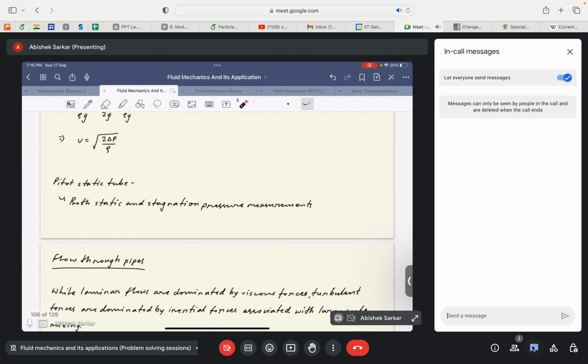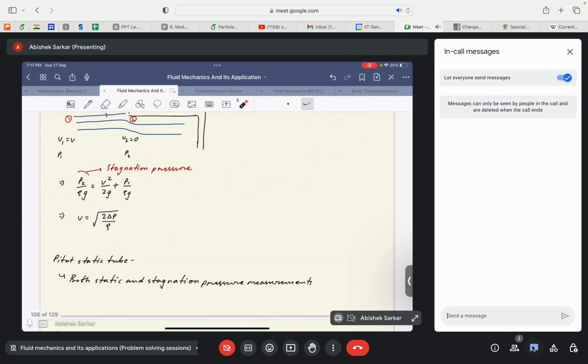And again, I guess there's a brief discussion about the pitot static tube. So as the name suggests, as you saw in the case of the pitot tube, the pressure that we got at the entrance of the pitot tube was known as the stagnation pressure. So you can ideally say that the pitot tube can also be used to measure stagnation pressure, right?